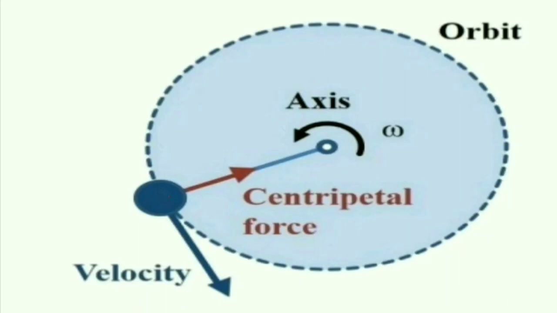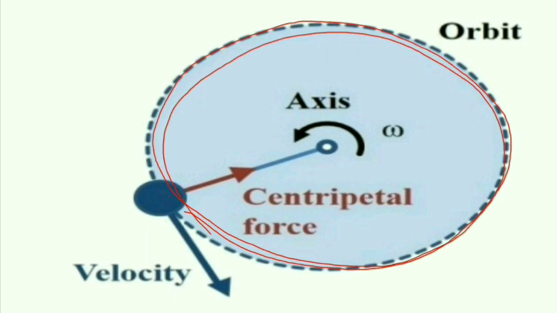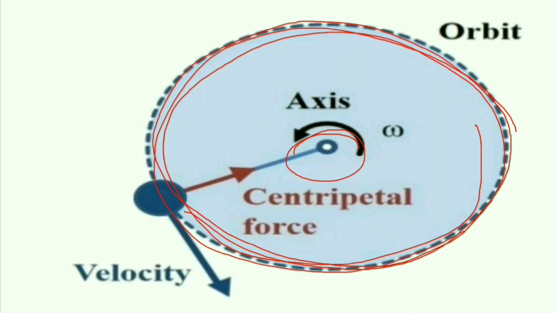This diagram explains the working of a centrifuge. The objects are moved in a circular direction, around the axis. When an object moves, a perpendicular force is applied on the object. This force is the centripetal force, and this is the working of a centrifuge.